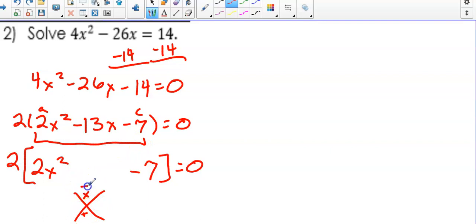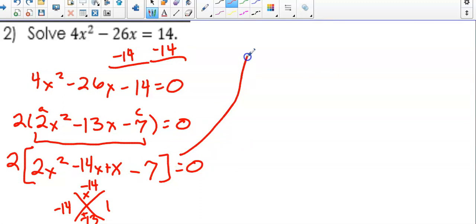Okay, so negative 14. And I need to think to myself, what two numbers will multiply to give me negative 14, but will add to give me negative 13? Okay, I got that negative 13 from my first degree term. So I'm thinking, negative 14 times positive 1 would multiply to give me negative 14, and negative 14 plus 1 gives me negative 13. So I'm going to break that up, so negative 14x and positive 1x, or just positive x.